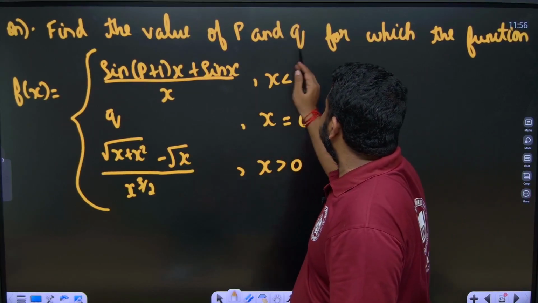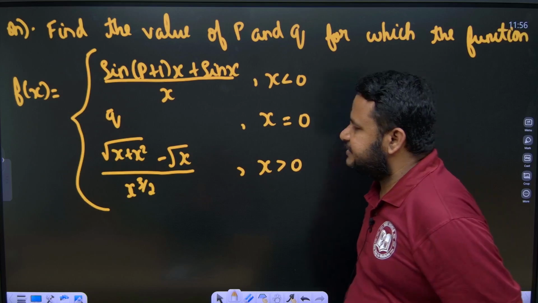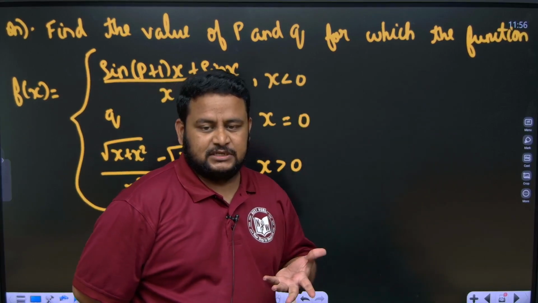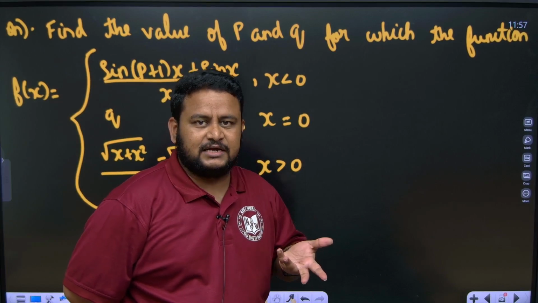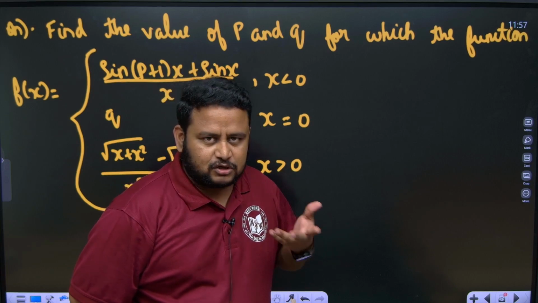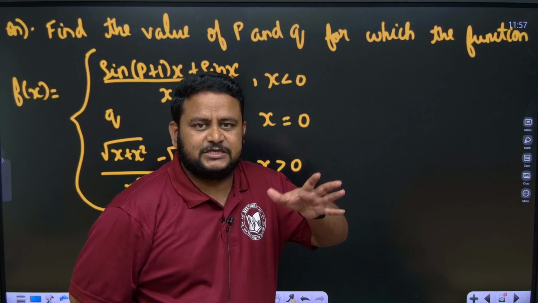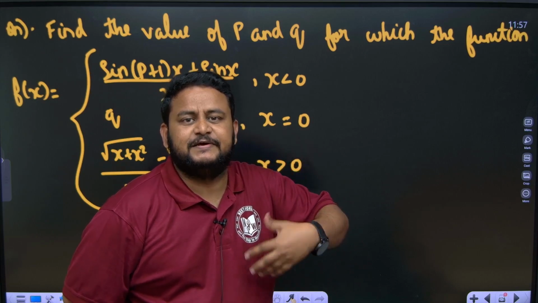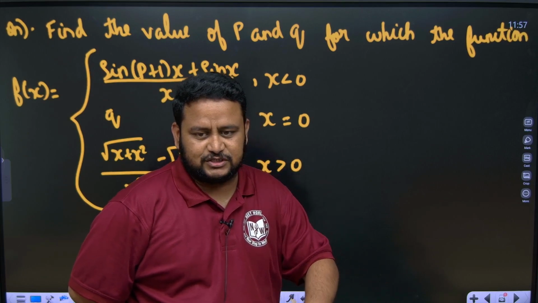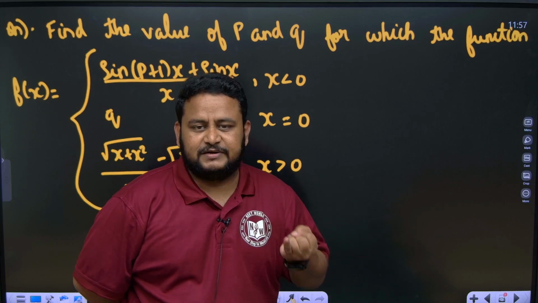Find the value of p and q for which the function f of x is equal to the given one. Looking at this, you will think that it's a complex question, but it's very simple if you know limits. If your basics are strong in limits, it will be very easy to solve. That's why we spent more time solving limits questions, because continuity becomes easy. If continuity is easy, then questions based on continuity and differentiability will be easy. They will ask questions like if it is continuous but not differentiable, or differentiable but not continuous. All these questions will become easy if limits are strong.